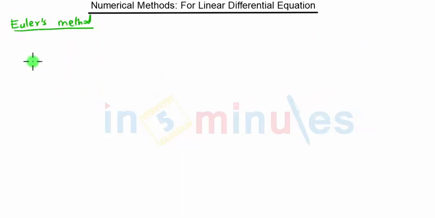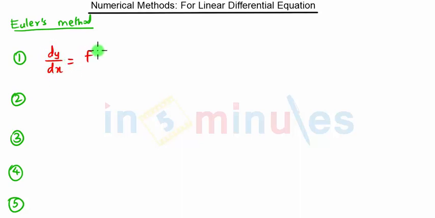In Euler's method we have 5 steps, and you should write these steps in every problem. First, express the given equation. We will be given the linear differential equation in any form, so express that equation as dy by dx equal to a function of x comma y. First express the equation in dy by dx form. Then we will be given the initial conditions, x0 equal to something and y0 equal to something. Call the initial conditions x0 and y0.